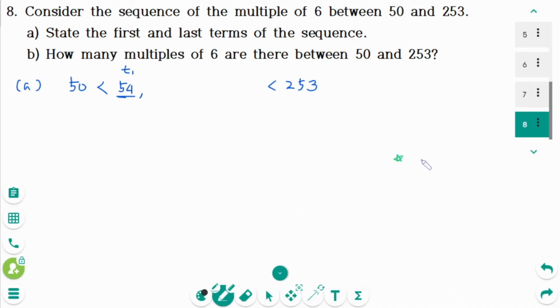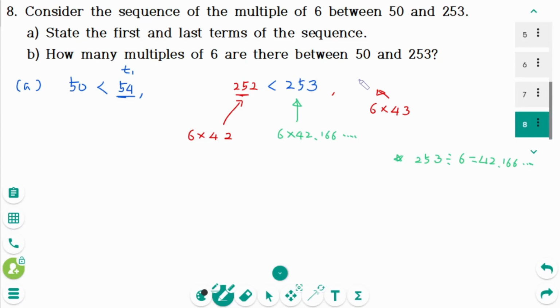First, if we do 253 divided by 6 equals 42.1666 like that, that means 6 times 42.1666 makes 253. Then 6 times 42 is 252. And the next one, 6 times 43, is 258. The first term is 54, then the last term is 252.